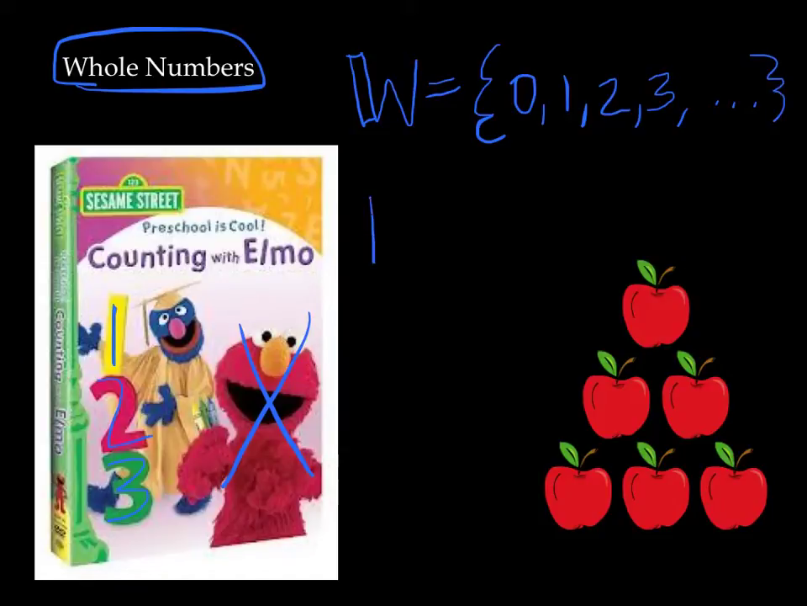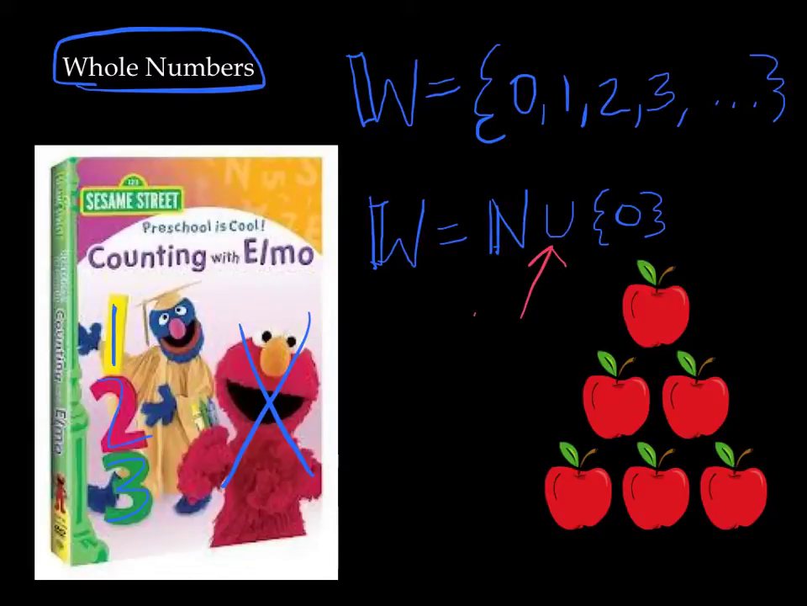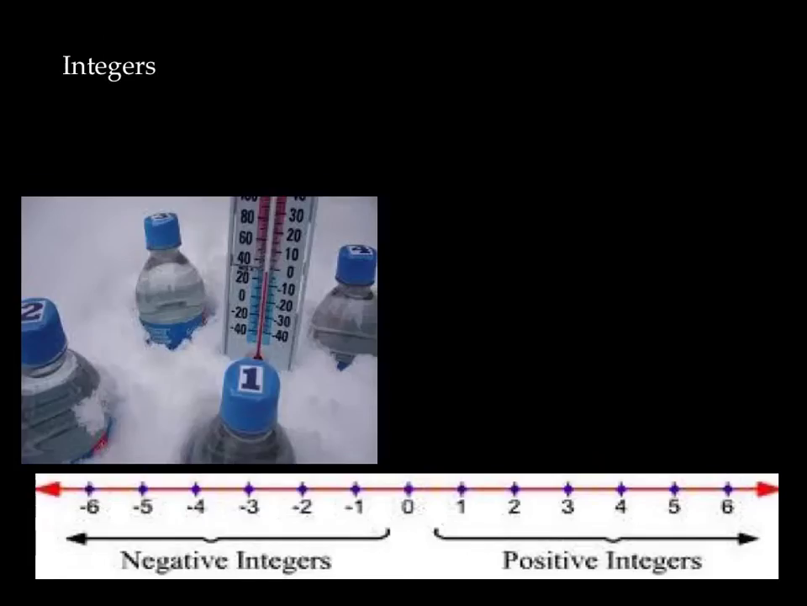We can rewrite this so that the whole numbers are really all the natural numbers and the number 0. This little symbol here really does mean and. It's the symbol for union. It's a U for union. So the whole numbers are the natural numbers with a union with 0.